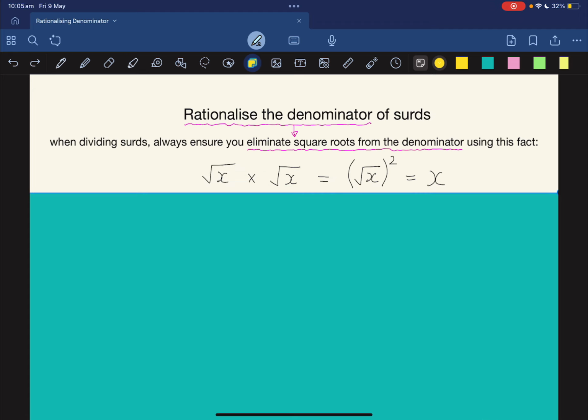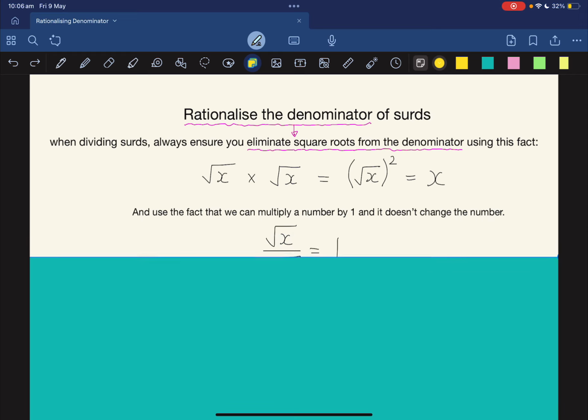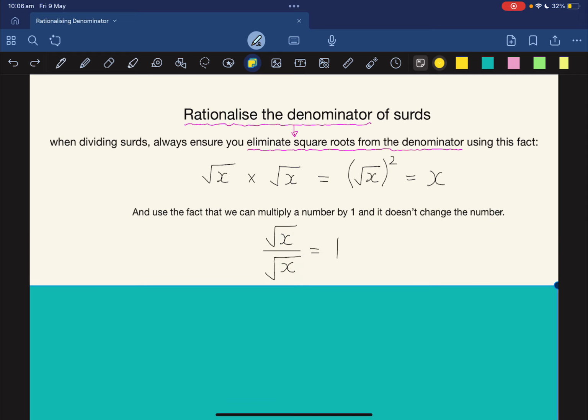All right. So when dividing surds, always ensure you eliminate square roots from the denominator. That's what rationalizing the denominator is. You're eliminating square roots from the denominator. With this rule here, root x times root x is x, and the fact that you can multiply a number by 1 and it doesn't change the number.